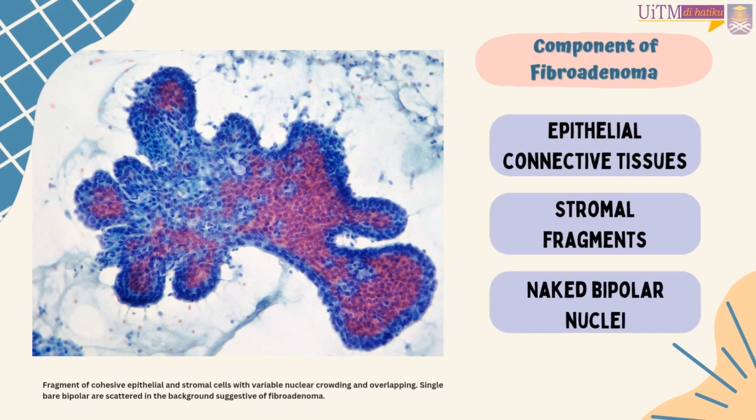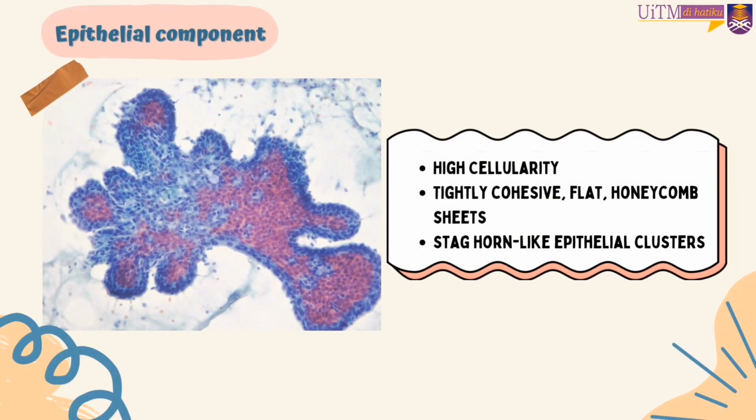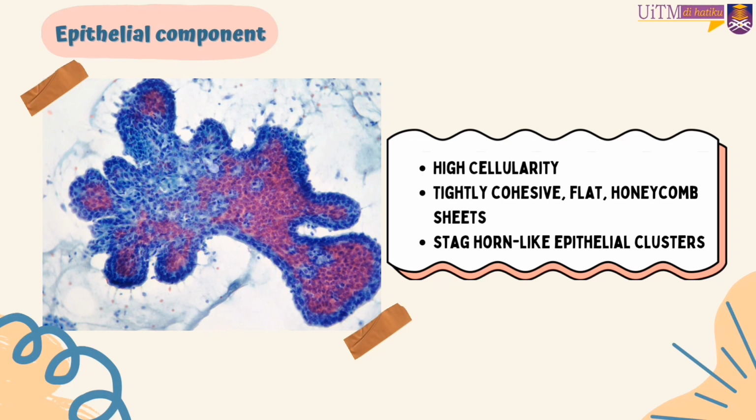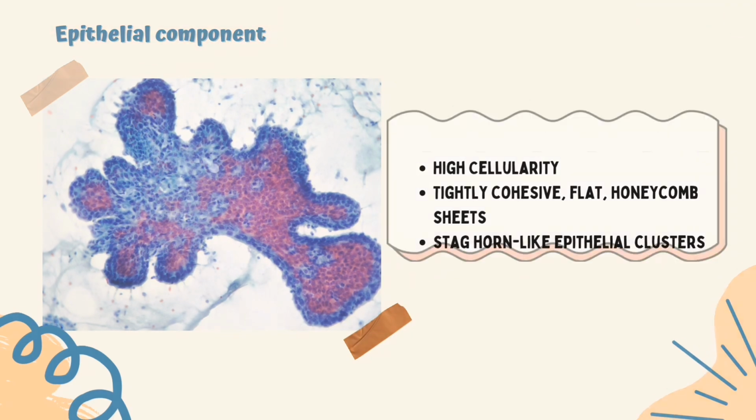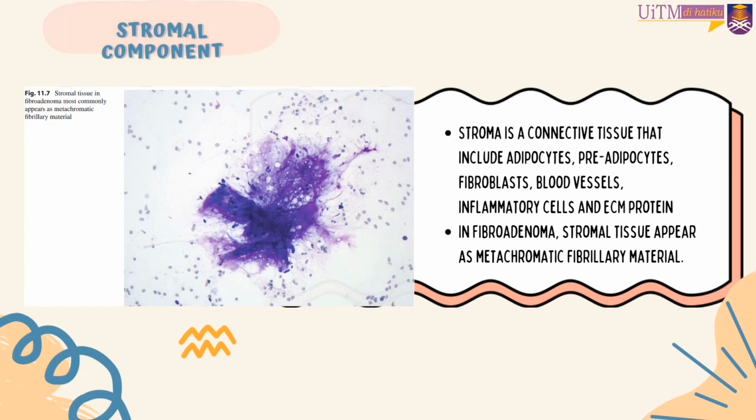In identifying fibroadenoma, there are three main components. First is epithelial connective tissue, second is stroma fragment, and lastly is naked bipolar nuclei. The first component is epithelial connective tissue. We can identify fibroadenoma by high cellularity, tightly packed, honeycomb sheet pattern and staghorn-like epithelial clusters. The second component is stroma fragment. Stroma is a connective tissue that includes adipocytes, pre-adipocytes, fibroblasts, blood vessels and inflammatory cells. In fibroadenoma, stroma tissue appears as metachromatic fibrillary material.